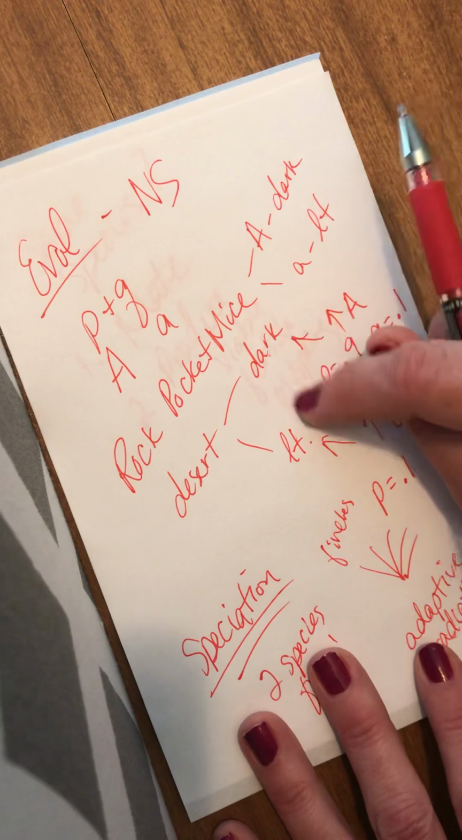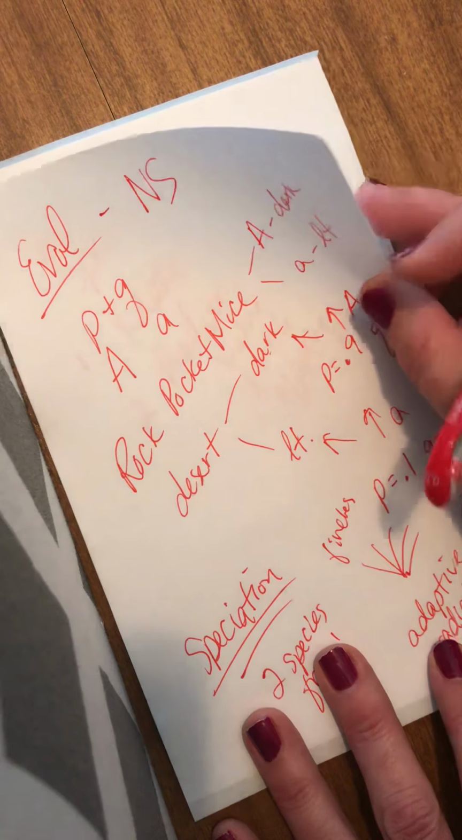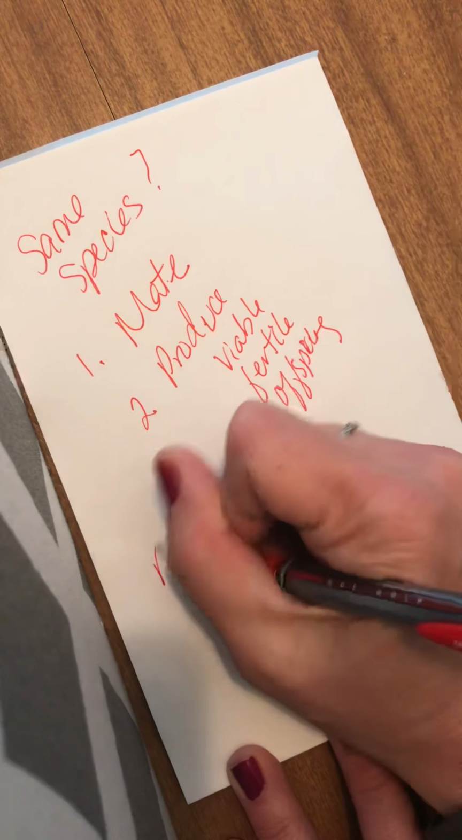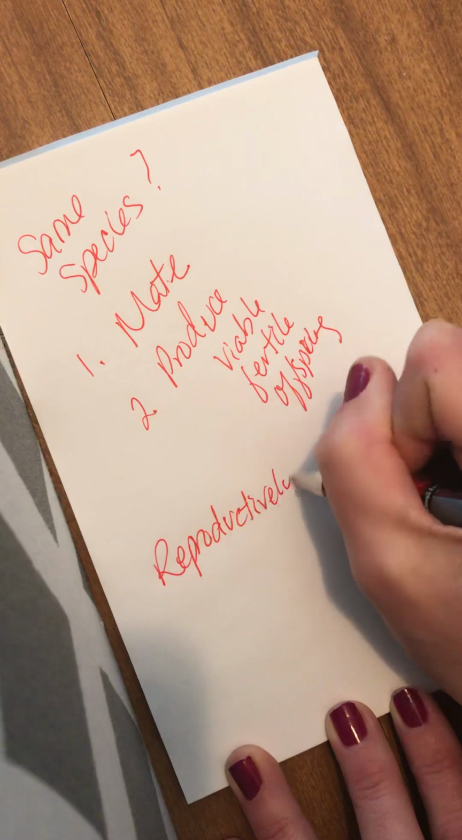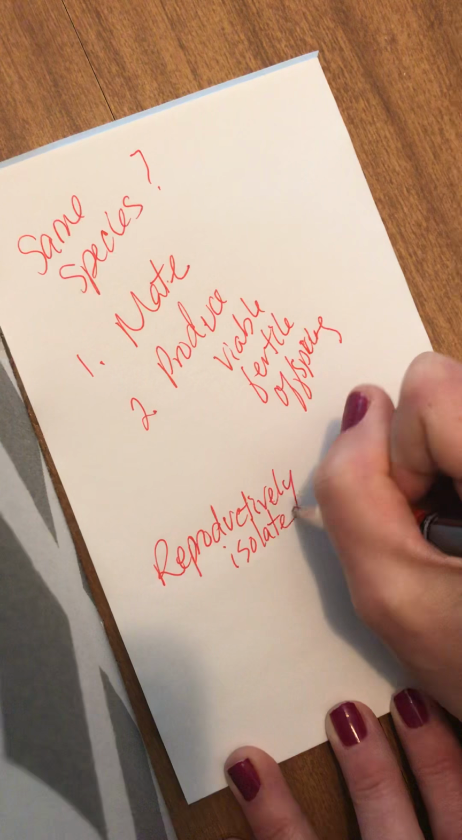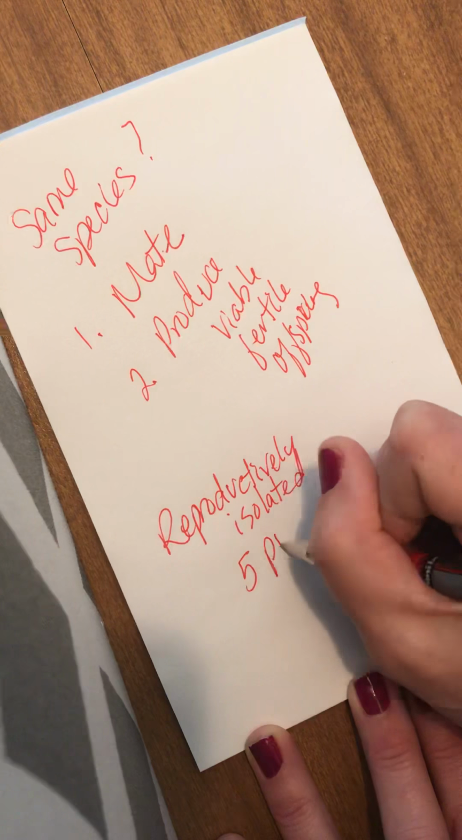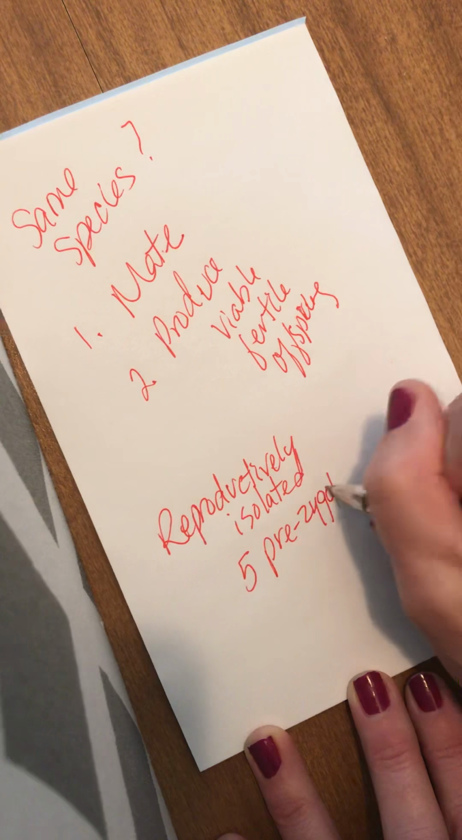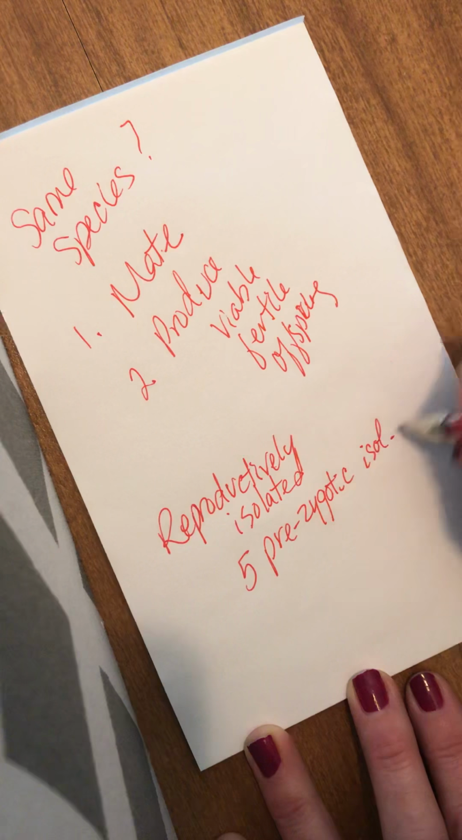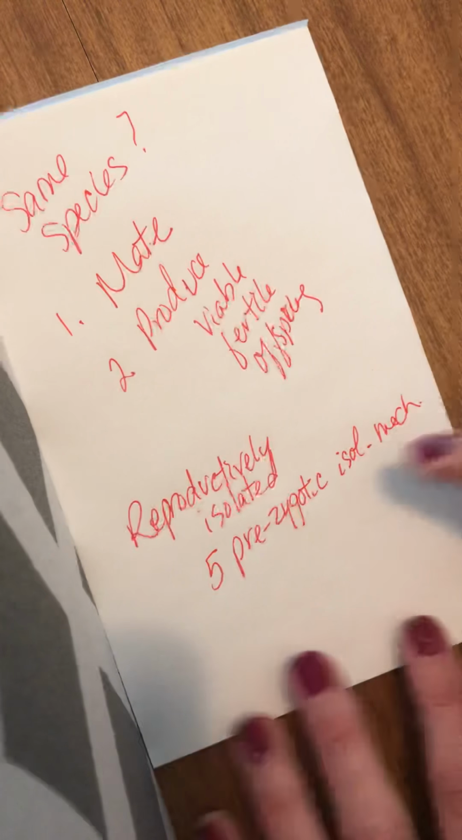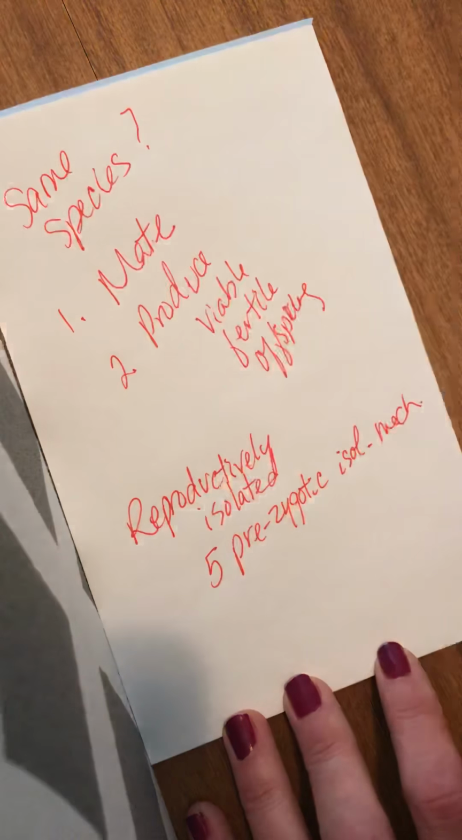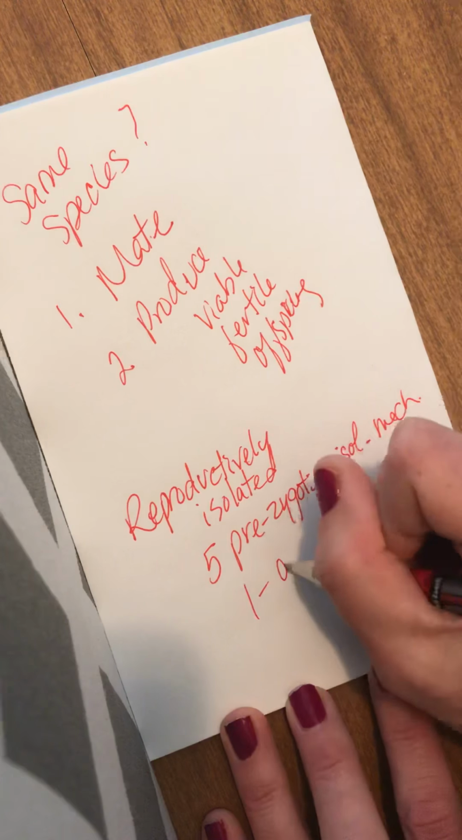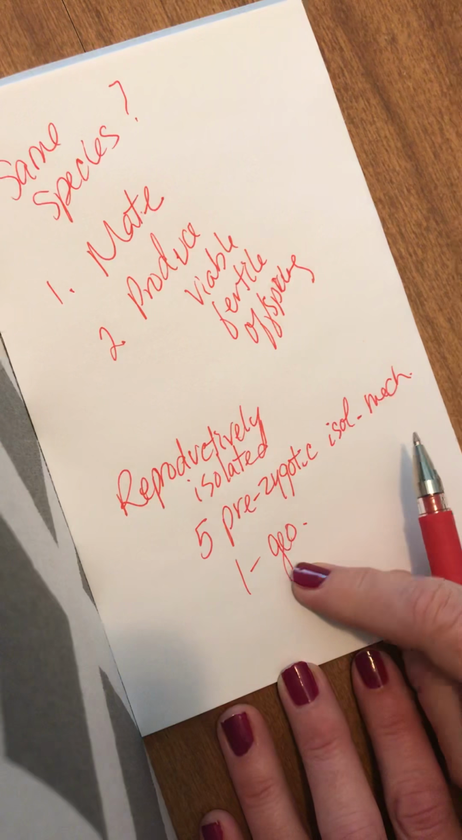So if I take these two populations of rock pocket mice and bring them back together and they do not mate, that means they have been reproductively isolated. There are 5 different prezygotic isolating mechanisms. That means ways that they could be separated and not mate, so they're not meeting this first criterion. The first reason is geographic. They're not in the same location.